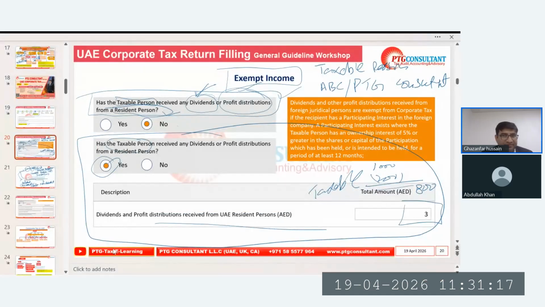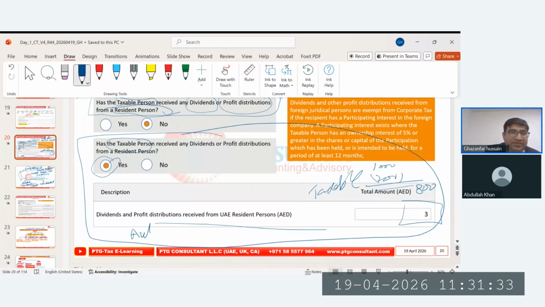Any question over here? Okay, so the same calculation we already taken, from where will we take this figure? From our audited financial. This figure we will take from our audited financial.